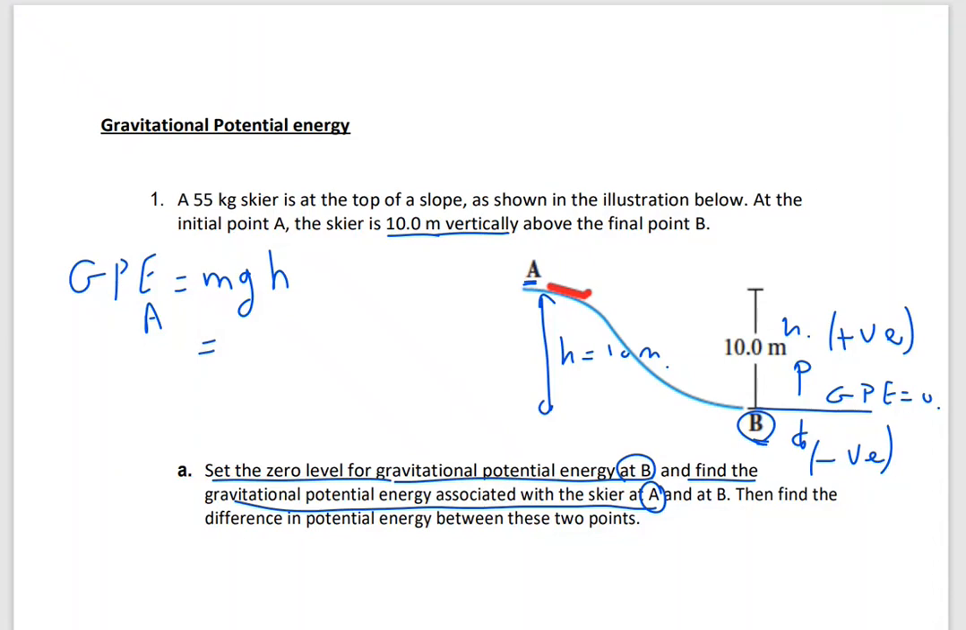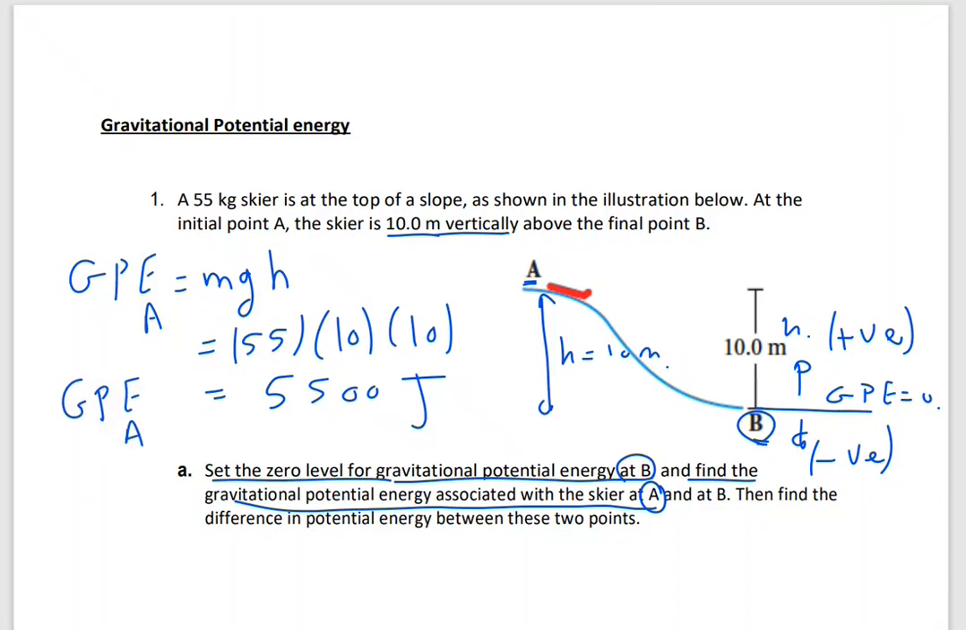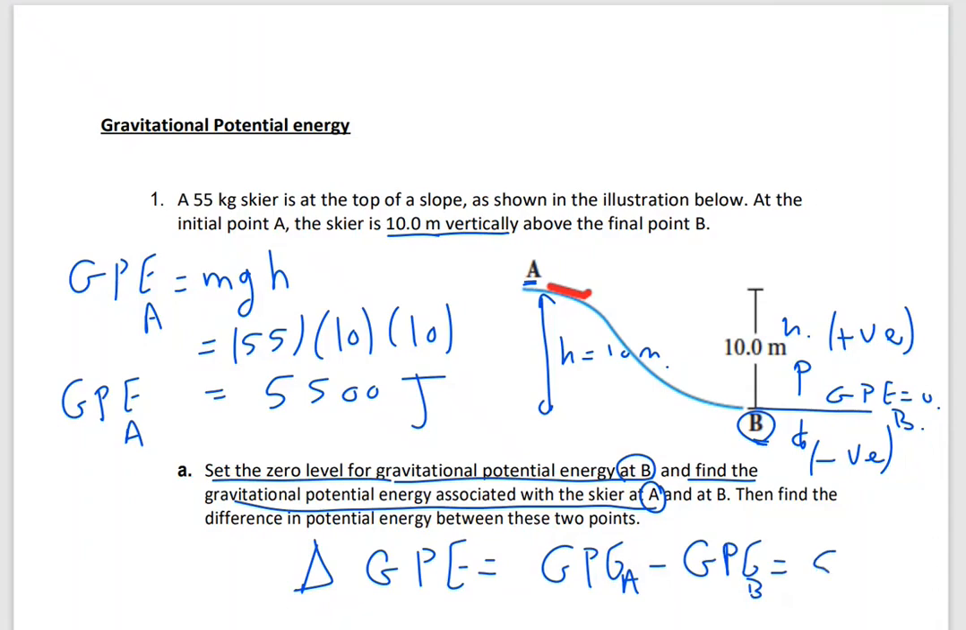So the mass of this sphere is 55. I'm going to take free fall acceleration 10, times 10. And this will be 5,500 joules. This is the gravitational potential energy at level A. And we know the gravitational potential energy at level B is zero. So the difference between the gravitational potential energy at level A minus that at level B will equal 5,500 joules, because at B it is zero.